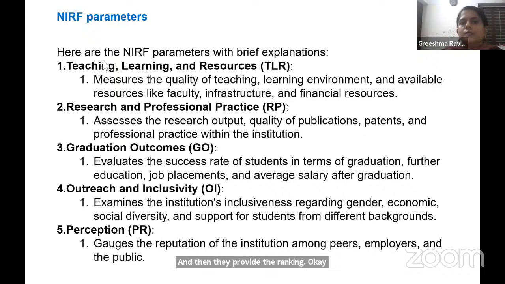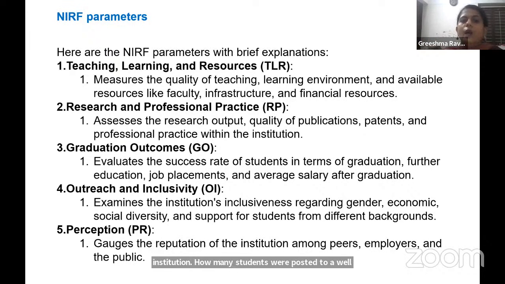Okay, so teaching and learning resources measures the quality of the teaching and learning environment of that institution. Research and professional practice assess the research output, quality of publication, and professional practice within the institution. Then graduation outcome evaluates the success rate of students in terms of graduation and job placements from that particular institution, how many students were posted to well-known institutions and all.